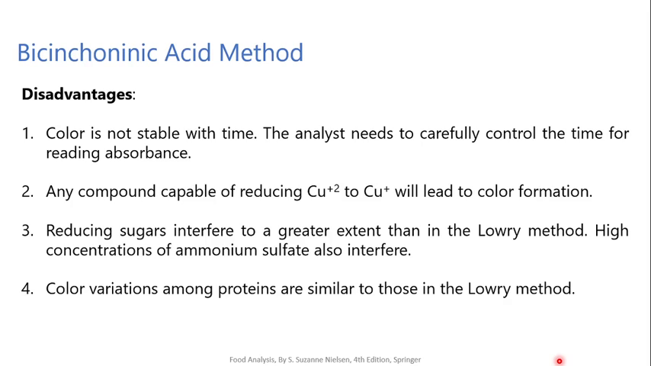As we have already discussed in the carbohydrate chapter, reducing sugars will reduce copper. If the food sample contains some amount of sugars which are reducing in nature, the conversion of cupric to cuprous is going to take place, and at that time there is a formation of some kind of color and it will interfere in the results. So this is one of the disadvantages. Color variation among proteins is similar to that in the Lowry method. Here also we get a color variation due to the different nature of the proteins.